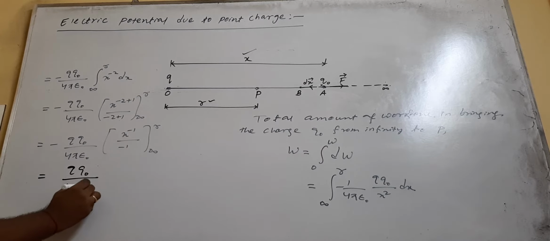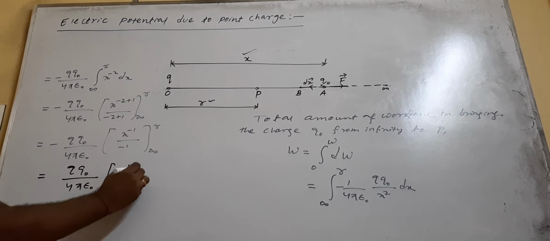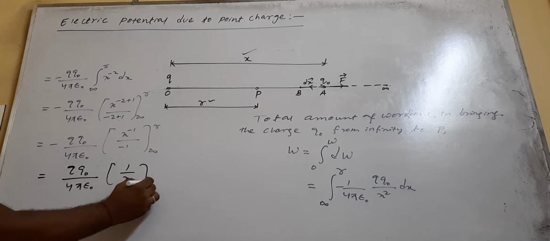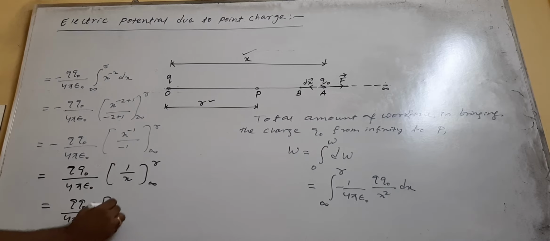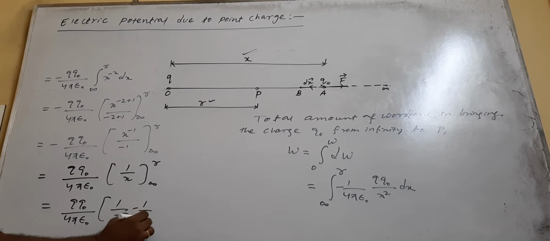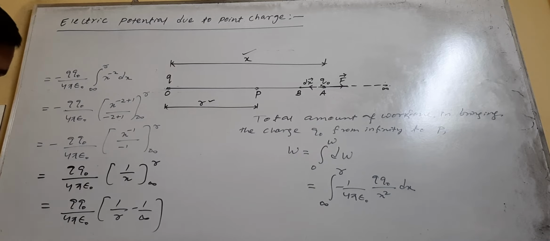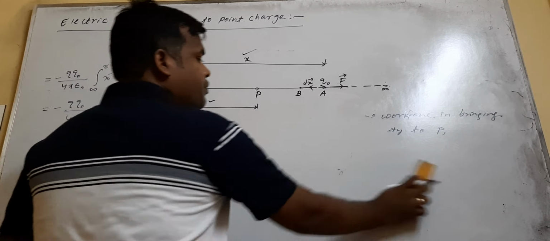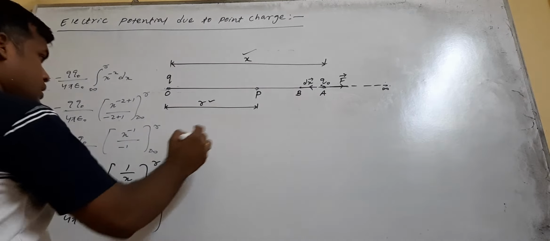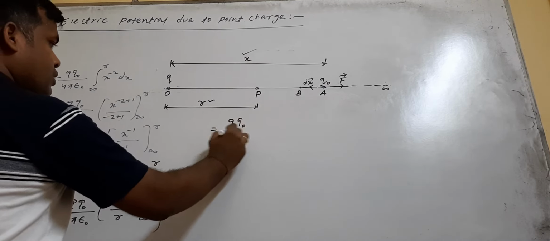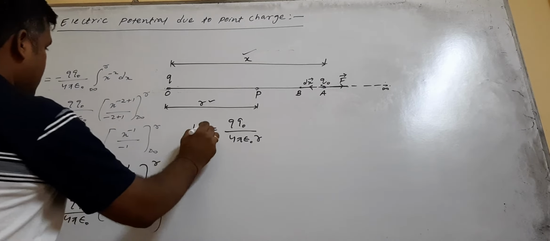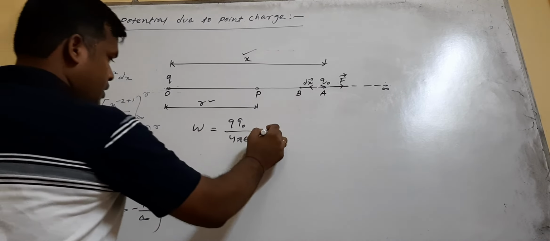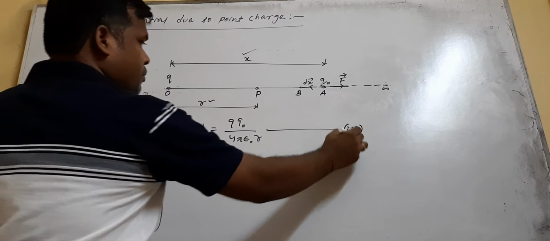q0 by 4 pi epsilon 0, x to the power minus 1, that is 1 by x, from infinity to R, that is q0 by 4 pi epsilon 0 (1 by R minus 1 by infinity). 1 by infinity is 0. So this is equal to q0 by 4 pi epsilon 0 R. In the LHS we have W. It is your equation number 3.